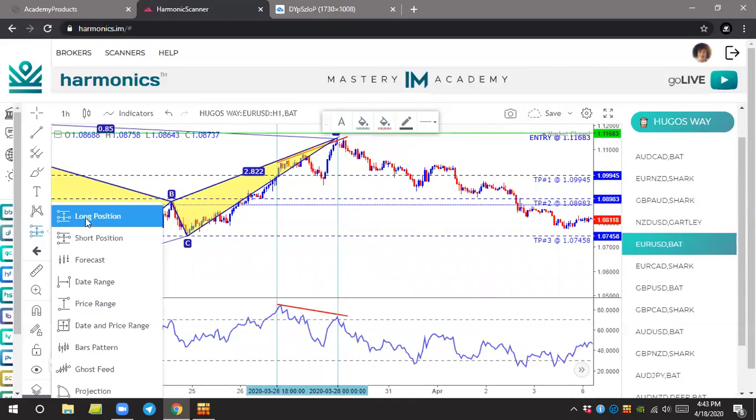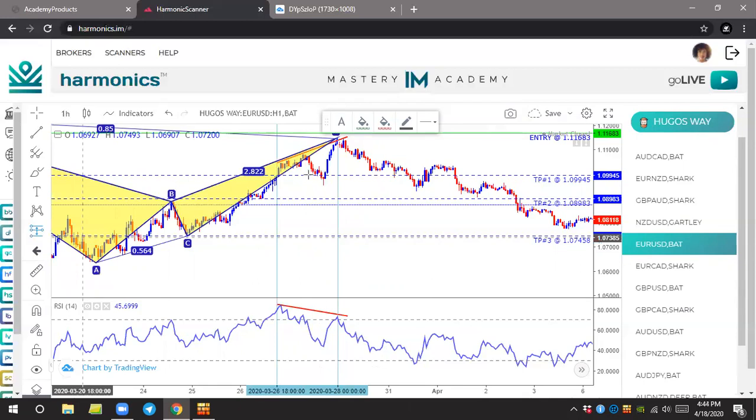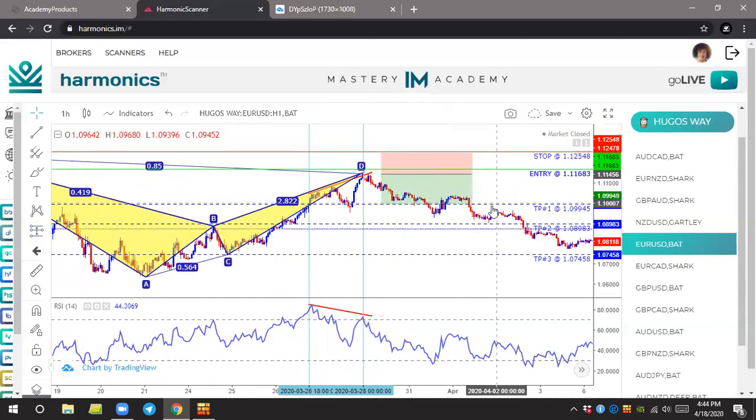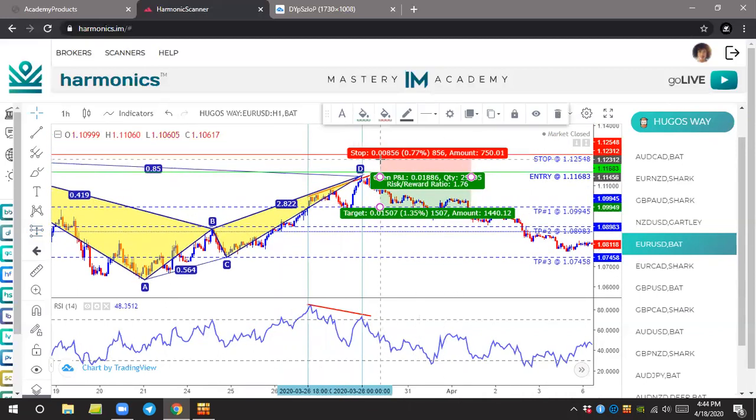So now instead of using a long position, we're going to be selling the market as a short. So you would go ahead and place your entry. Let's say you did get in down here. Your TP1 is going to be all the way down here, and what you're willing to risk is only going to be about 20 to 30 pips.